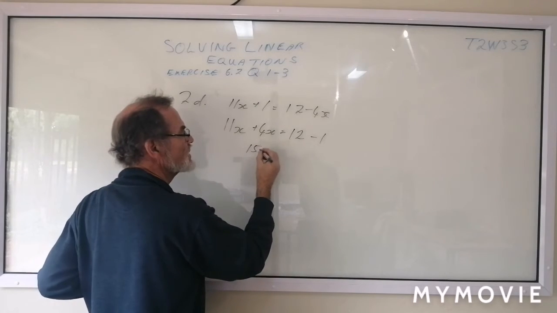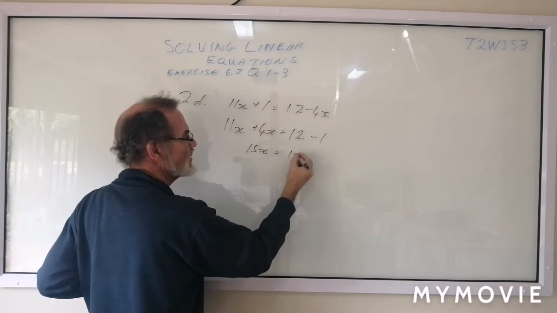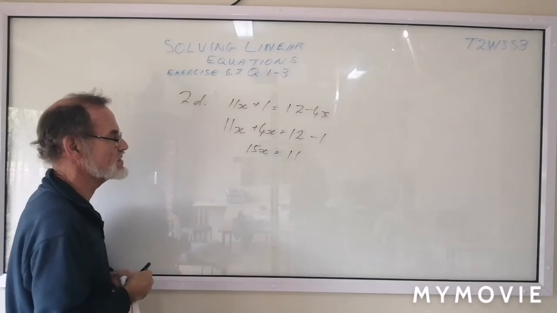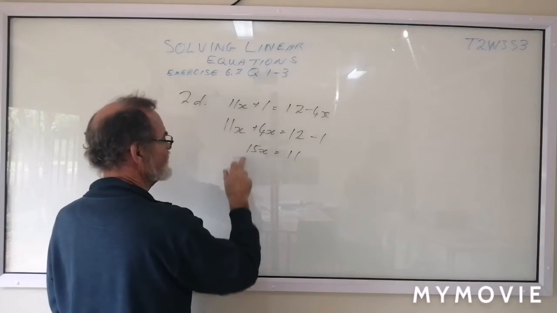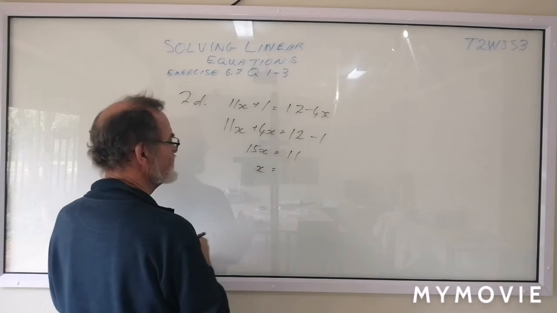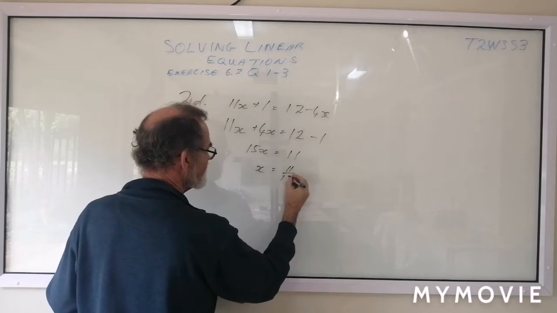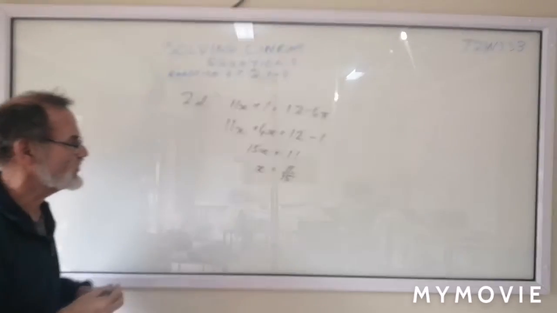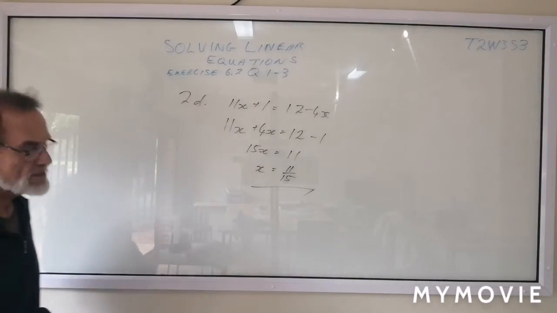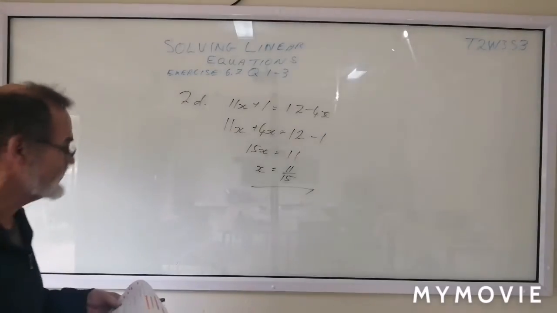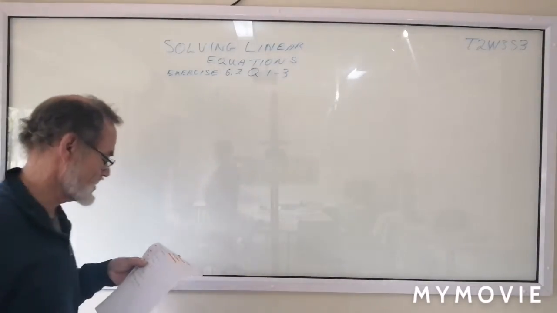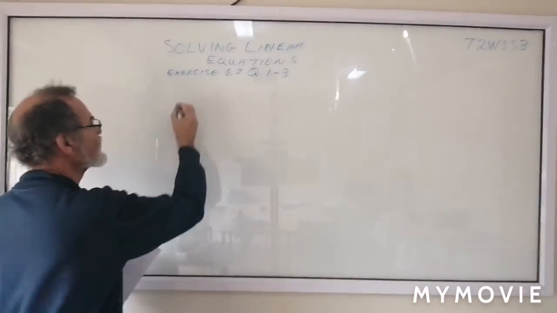We got 15x equal to 11. And then we're going to divide by 15 both sides. And this coefficient then becomes 1. So it's just x. And this is equal to 11 over 15. And there's no common factors there, so that is already in its simplest form. x equal to 11 over 15. Right, we move on now to question 2f.